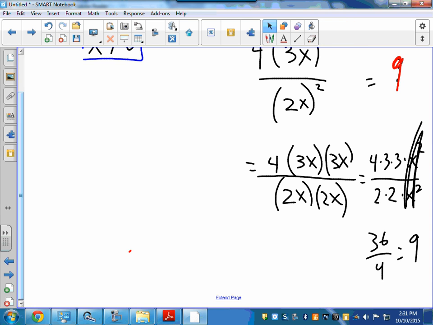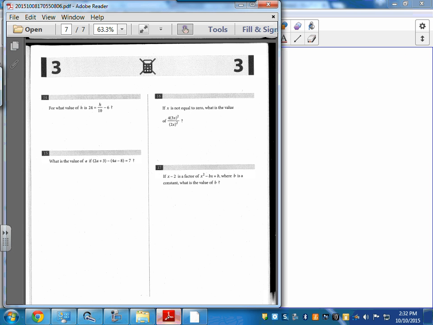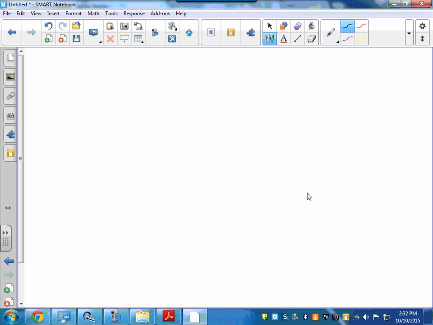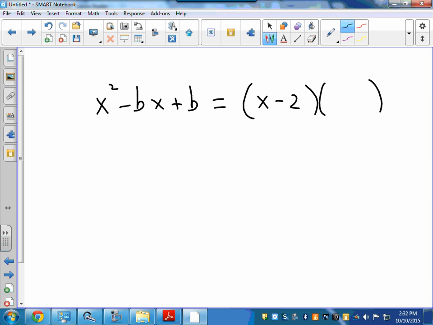Okay. The last of the grid ends, number 17. Here's the problem. x minus 2 is a factor of this expression, x squared minus bx plus b. B is a number. What's the number B? They tell us one of the factors.